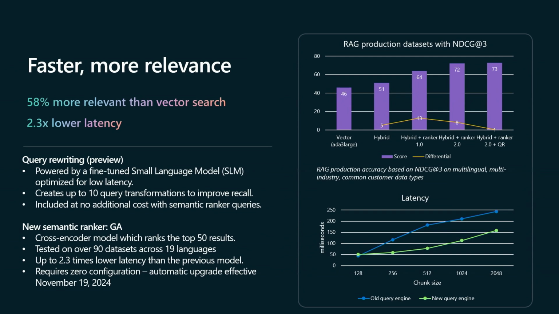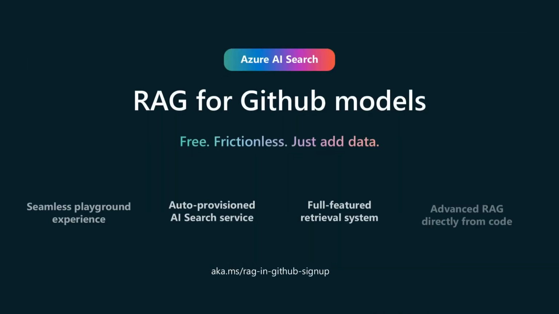Additionally, our new semantic ranker is already GA. It's a cross-encoder model that re-ranks the top 50 results, tested on over 90 data sets and across 19 languages, and we're further expanding that for more languages and more variety of industries and data sets. And as I mentioned before, zero configuration required. You automatically get that new re-ranker in Azure Search if you're using it today.